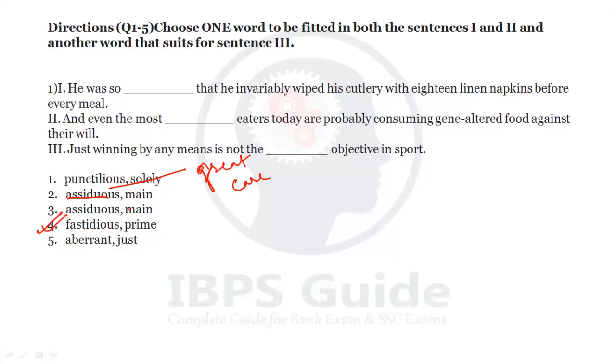And even most fastidious eaters today are probably consuming gene altered food against their will. And just winning by any means is not the prime objective in sports. So that's why the answer will be fastidious and prime. That is the fourth option.